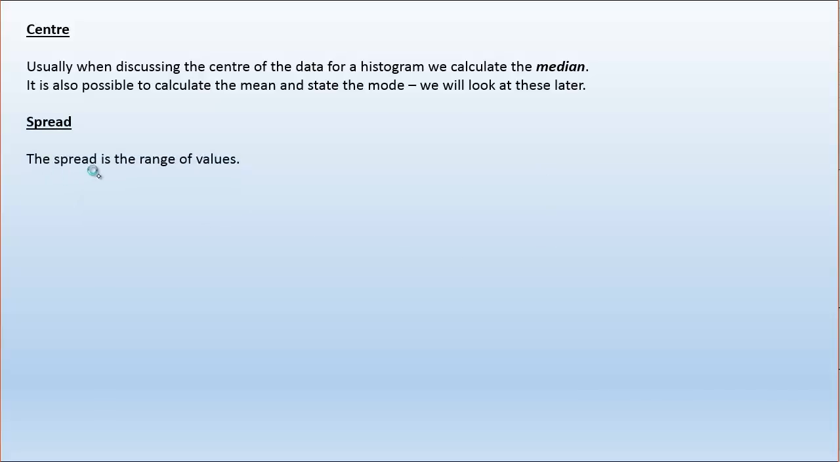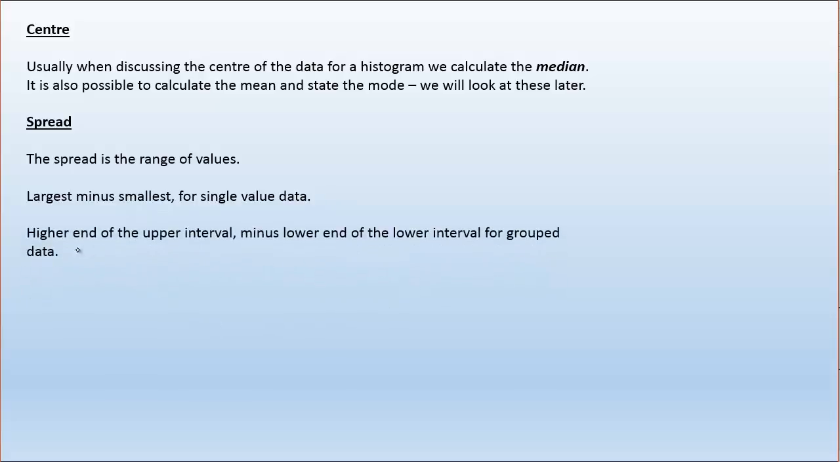Spread. The spread is the range of values, or at least one measure of spread is the range of values. Largest minus smallest, we've met this before, for single value data. Higher end of the upper interval minus lower end of the lower interval if we've got group data. So what we're saying here is you might have data that goes from 0 to 9, and then it goes from 10 to 19, and so on. And let's suppose the last one is 50 to 59.